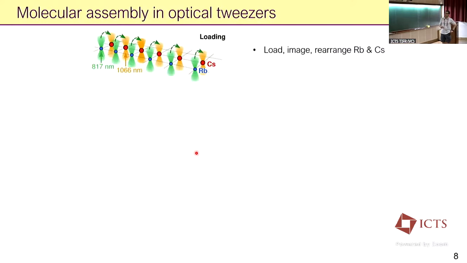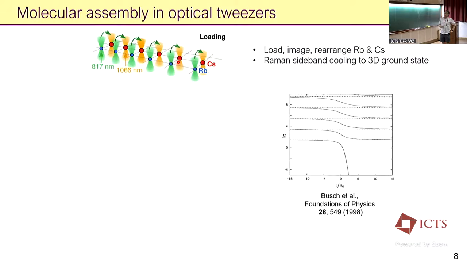So the tweezer experiment proceeds like this. We load rubidium and cesium selectively into different wavelength traps. We then do Raman sideband cooling. It's important to get them all the way to the motional ground state of their respective traps.